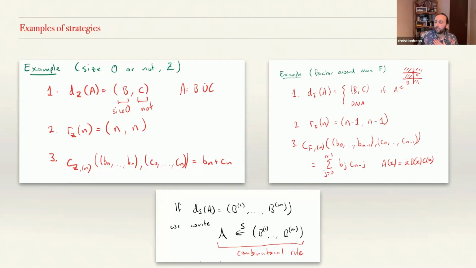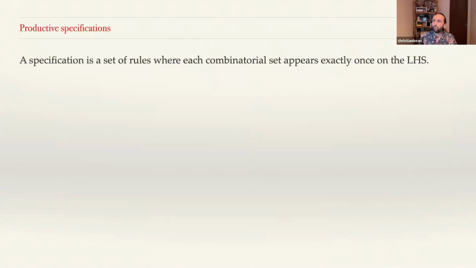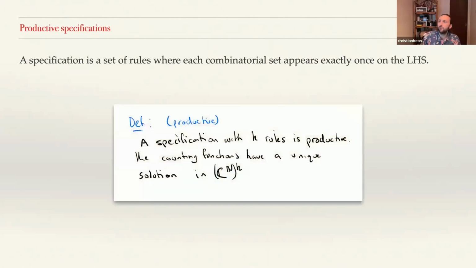So yeah, just some notation. We will then say a combinatorial rule, as a shorthand, we'll write it as A goes to B1 up to Bm, and we'll have S on the arrow here. Okay. Well then, a specification is just simply a set of rules where each combinatorial set appears exactly once on the left-hand side.